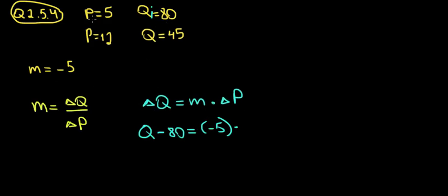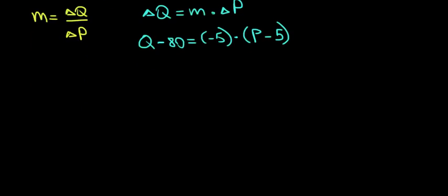Again, the price initially is 5, but it can take any value. We don't know how the market will set the price. So the final price is just P, and then minus the initial one, 5. Let's do the math, because now we can actually solve it. Change colors. So we got quantity minus 80.